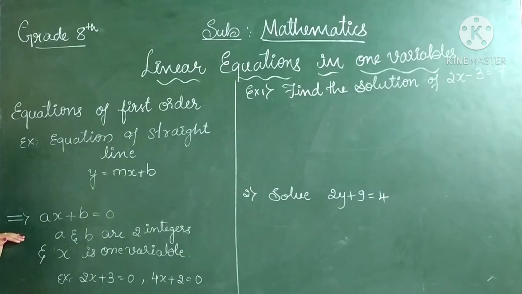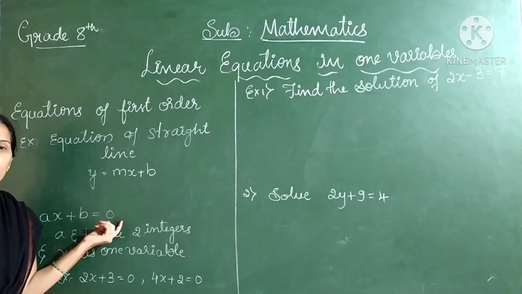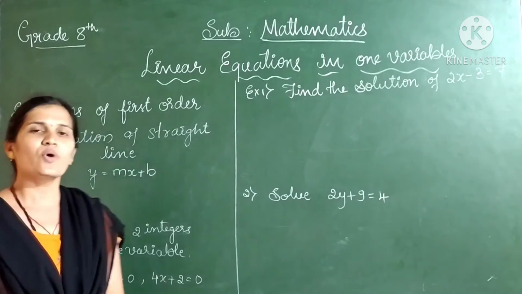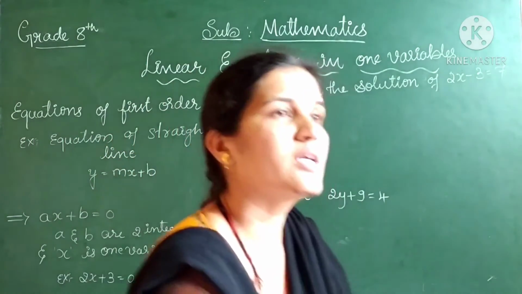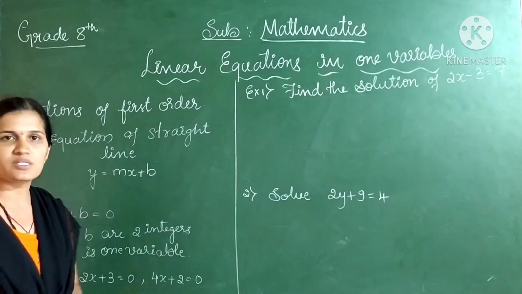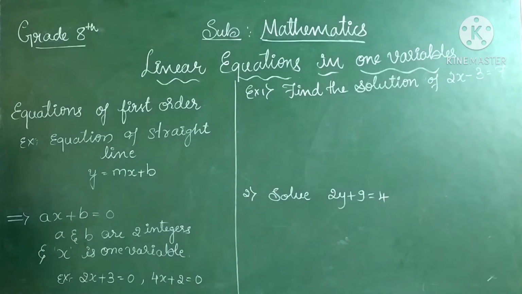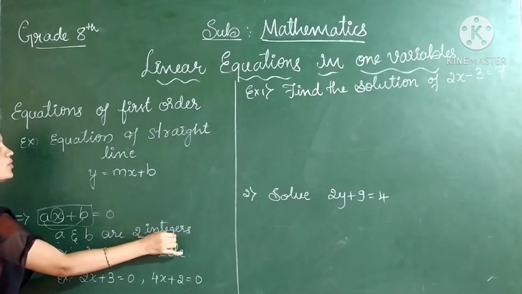Now, I have given another example here. ax plus b is equal to 0. You might have got confused here. Why has ma'am written ax plus b? Ma'am has told only one variable is there. Yes, my dears. Here, x is the variable, and a and b are two integers.